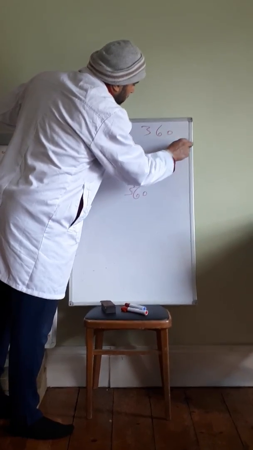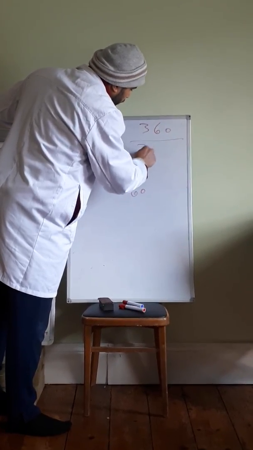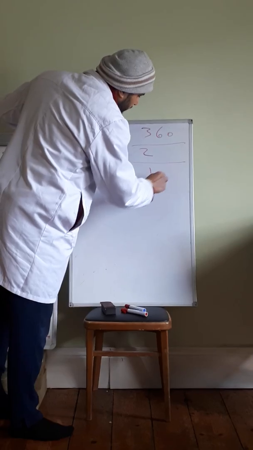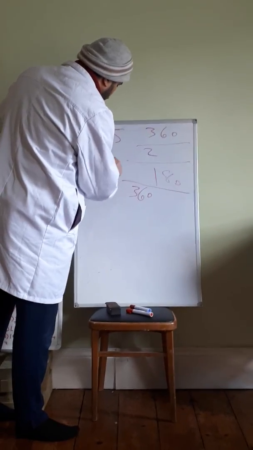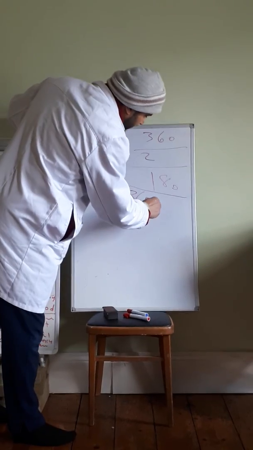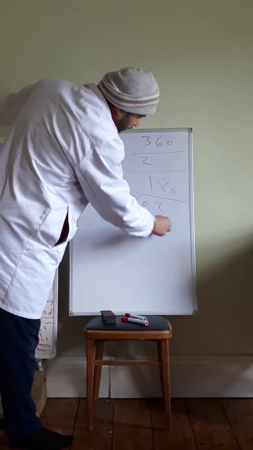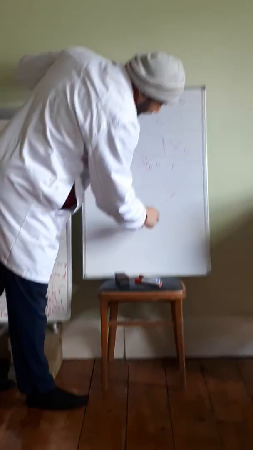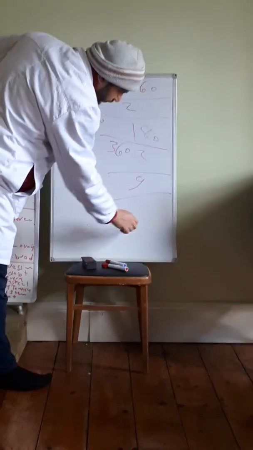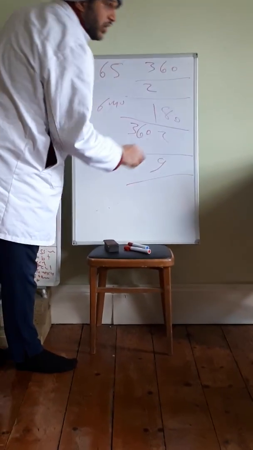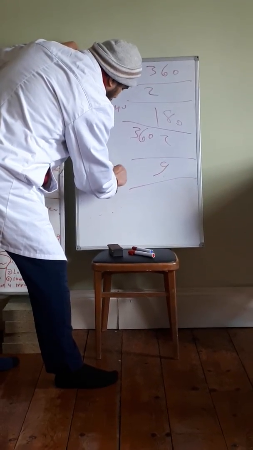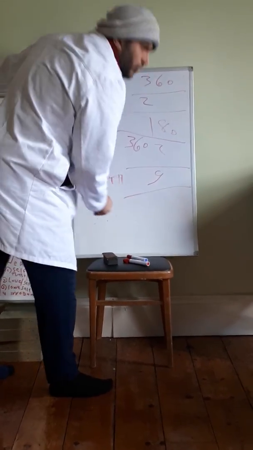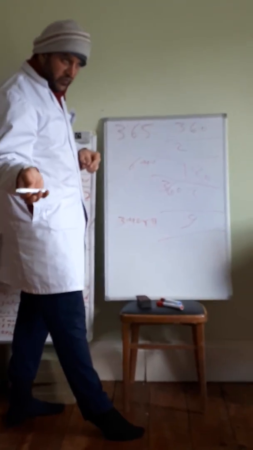360 divided by 2, 180. This is 6 months. Now, divide by 2. What do you have? 90. This is 3 months. This means the seasons, the four seasons. 3 months, the four seasons. When you say winter, spring, summer, you understand?